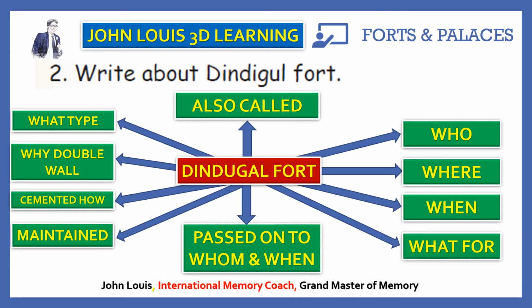And later it was passed on to whom and when? It was given to somebody else. To whom was it given and when was it given? And then maintain. It was maintained by whom then and who is maintaining it now? And then how this fort was cemented, how it was built. Okay, there was a double wall. So not a single wall, it was built with a double wall. Why was it built with a double wall?